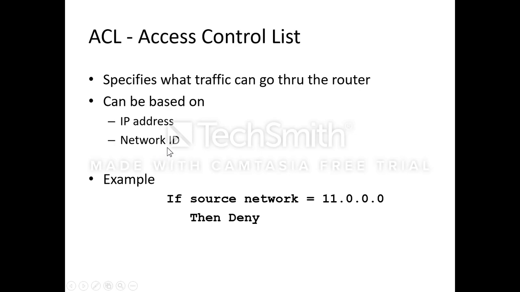A router can also have what's called an access control list, and that can specify what traffic can and can't go through the router. It can be based upon the IP address of an individual computer or upon network ID. So if I want to block all traffic from network 11, I would add an entry to the access control list that says if this packet is coming from network 11, then deny it.